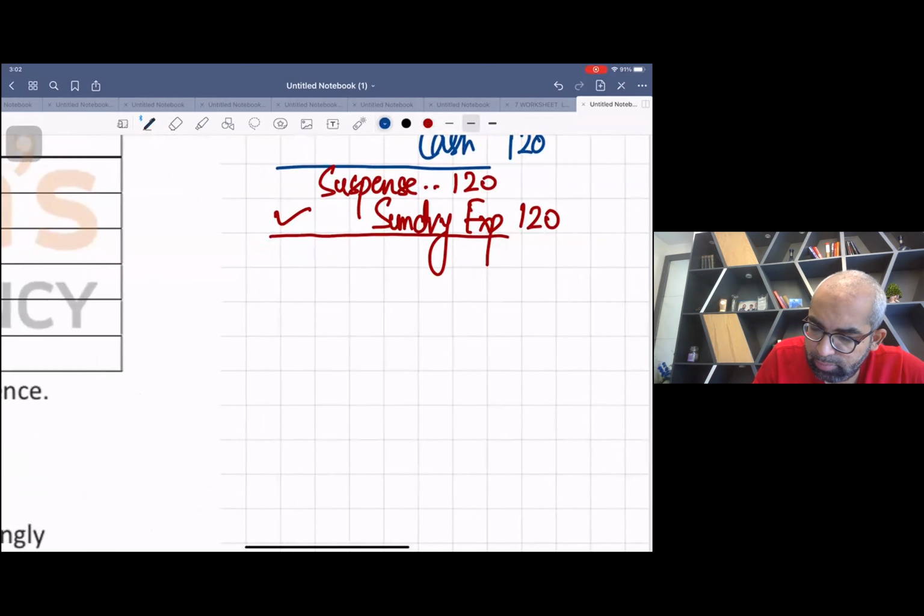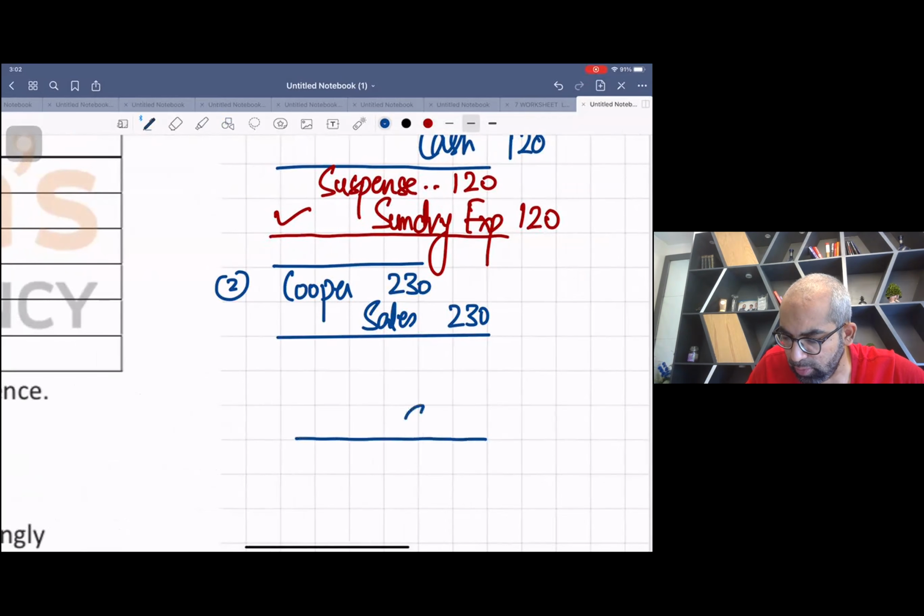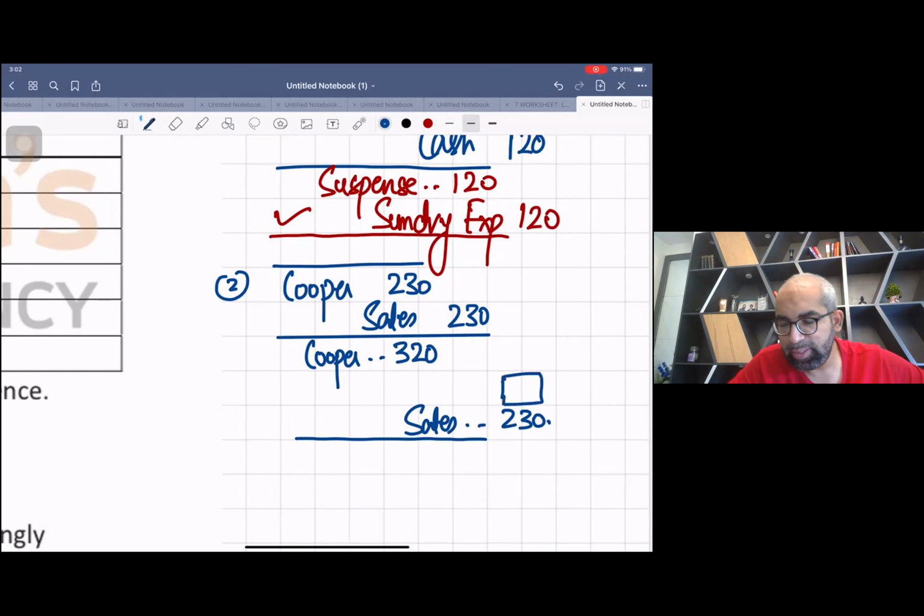The entry which we should have made is Cooper debit, Cooper is your debtor, Cooper debit 230 and sales credit 230. This entry we should have made. Okay, but what we did make, listen, we credited sales perfectly by 230, sales is perfect, but unfortunately we debited Cooper by 320. So do you think these two sides are the same? No, there is a disbalance. Okay, so now the suspense account will come on this side where there is a deficiency. So we'll write suspense here.